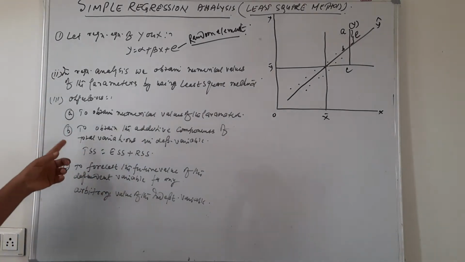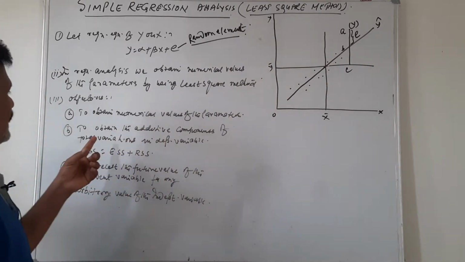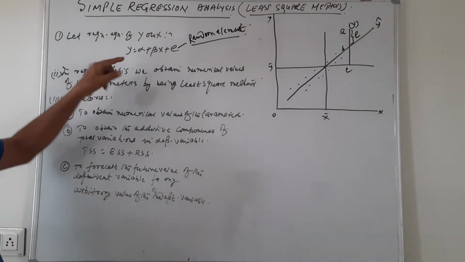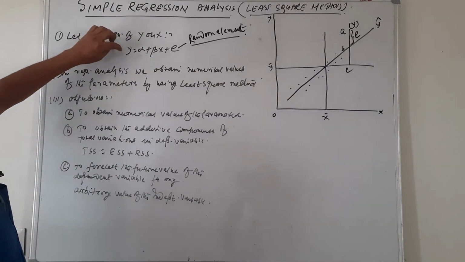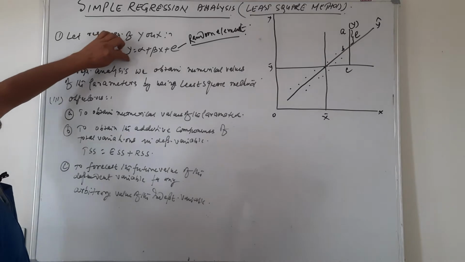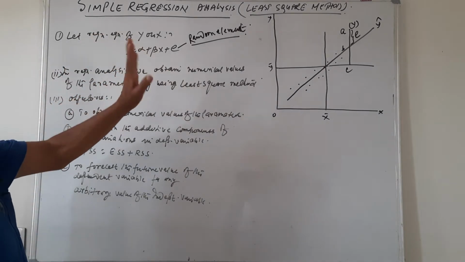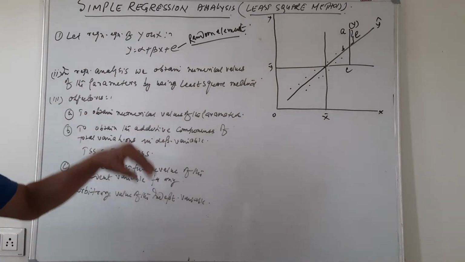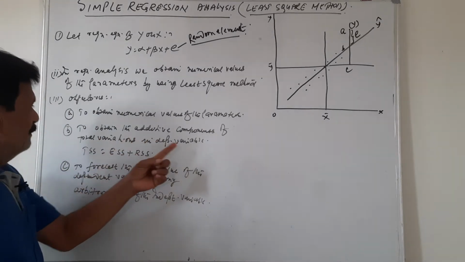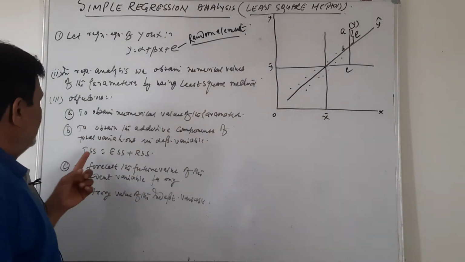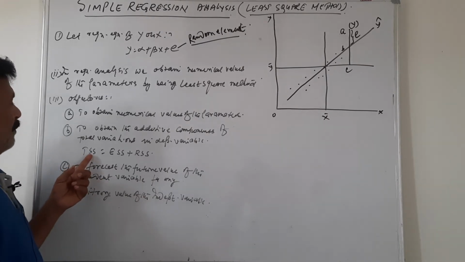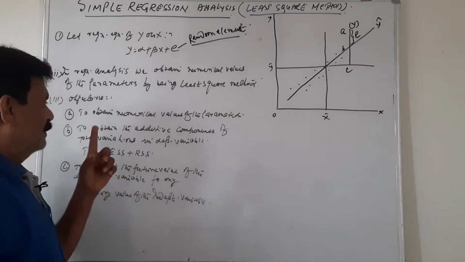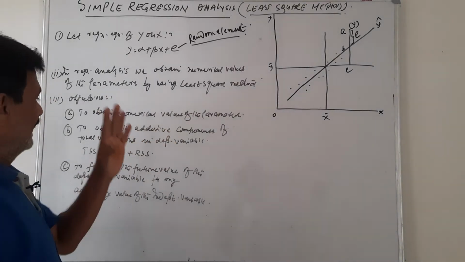Second objective is to obtain the additive components of total variations in the dependent variable y. So, when x changes, y changes, but the change in y is not totally on account of x, rather some other element, this e, is also responsible for the changes in y. So, through regression analysis, we obtain the additive components of total variations in the dependent variable. This is the total sum of squares. This has two components, explained sum of squares and residual sum of squares. These things are found by regression analysis.